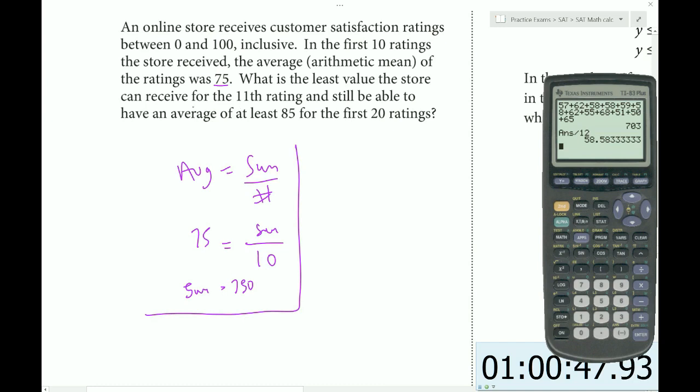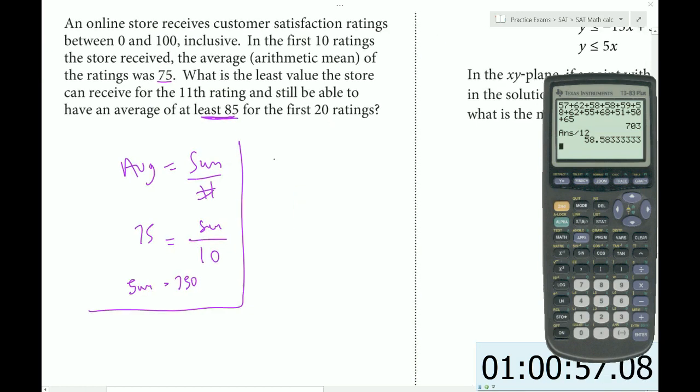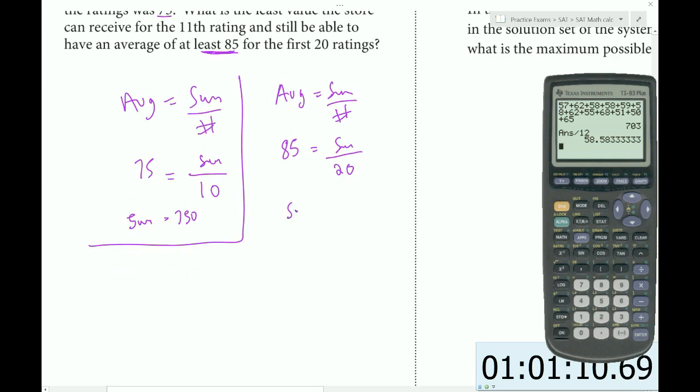What is the least value the store can receive for the 11th rating and still be able to have an average of at least 85 for the first 20 ratings? Okay, so let's do an average for the 20 ratings. Sum over number. So this time we're going to have 20 ratings, and we want the average to be at least 85, so let's make it equal to 85. We'll solve this for the sum. So we just have to do 85 times 20 via cross multiplication. We get 1700 for the sum.